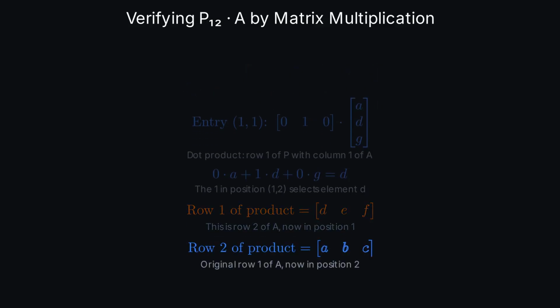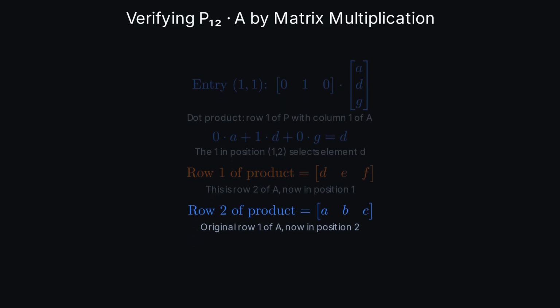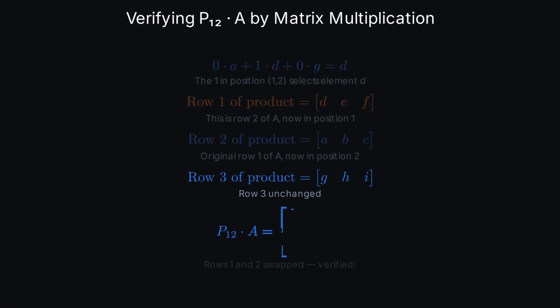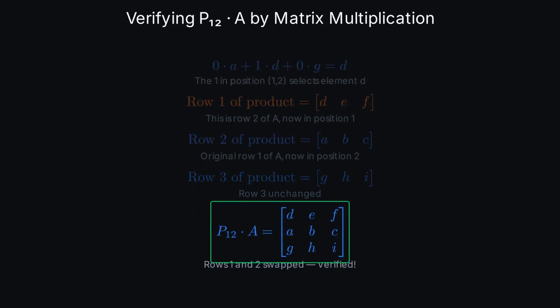For row 2 of the product, the dot product of row 2 of P with the columns of A yields A, B, C. The original row 1 of A now in position 2. Row 3 of the product gives G, H, I completely unchanged. So the final result is the matrix with rows D, E, F, then A, B, C, then G, H, I. Rows 1 and 2 of A have been swapped exactly as we predicted.